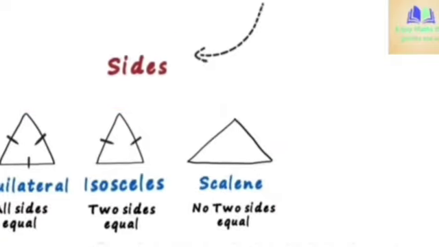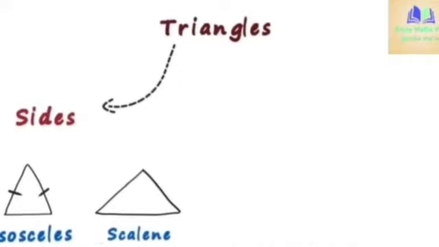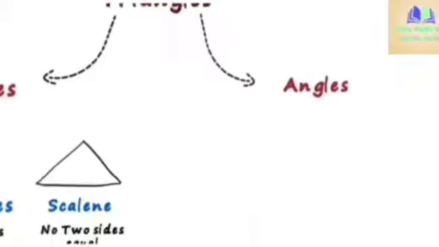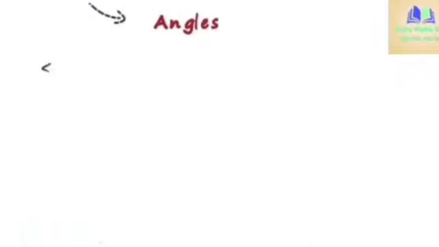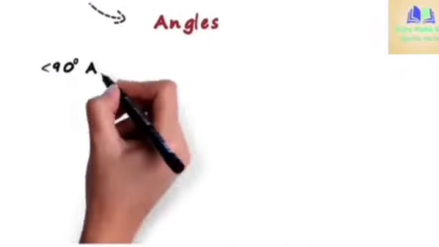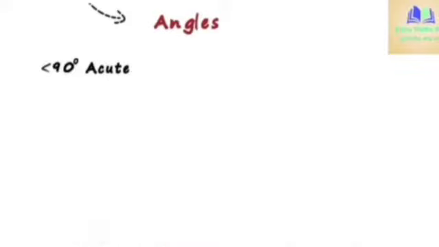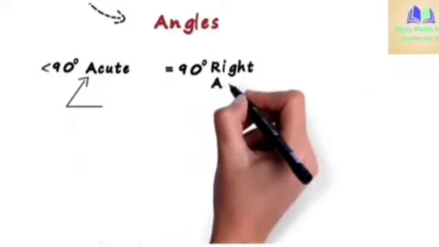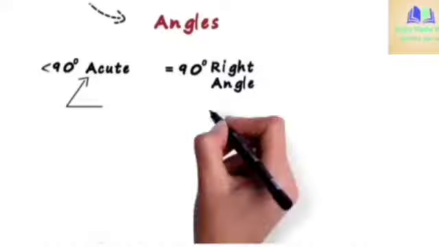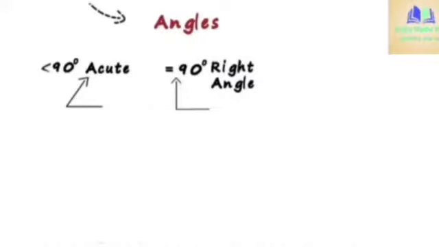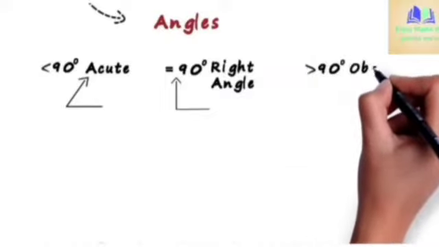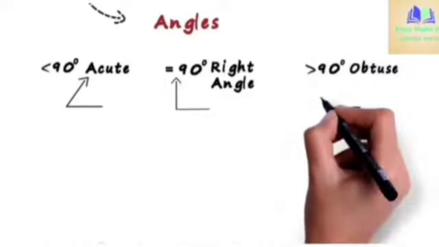The other way in which they can be classified is by the measure of their angles. Let us review the topic of angles a bit. If an angle is less than 90 degrees, it is called acute. The angle will look something like this. If it equals 90 degrees, then it is called a right angle, which will look exactly like this. And if it's greater than 90 degrees, then it's called an obtuse angle. This is how it will look.